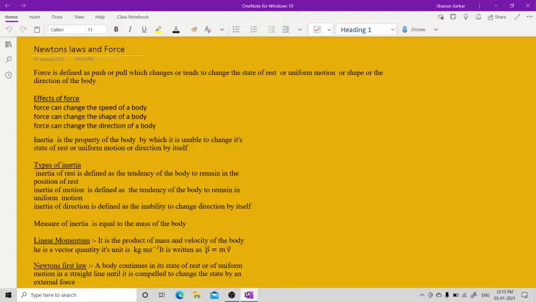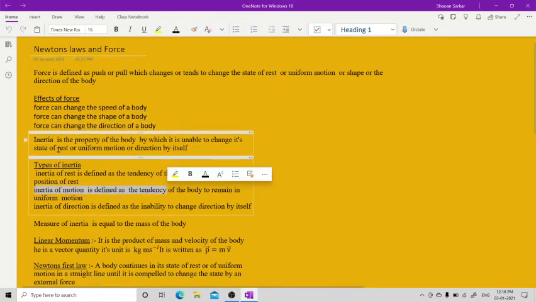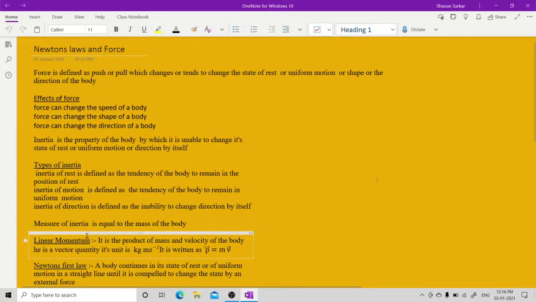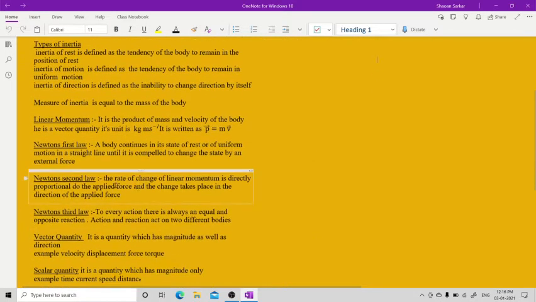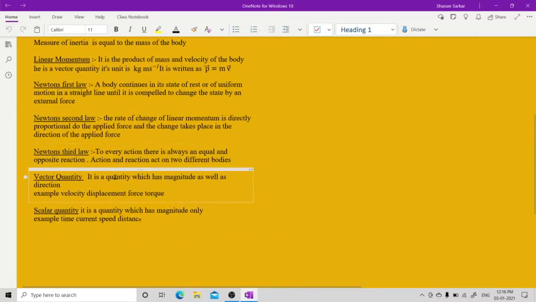Students, we are going to start the physics syllabus as per GGS IPU. Already you people are aware of the definition of force, the effect of force, what is inertia, types of inertia, what is the measure of inertia, then linear momentum, Newton's first law, Newton's second law, Newton's third law, vector quantity and a scalar quantity.